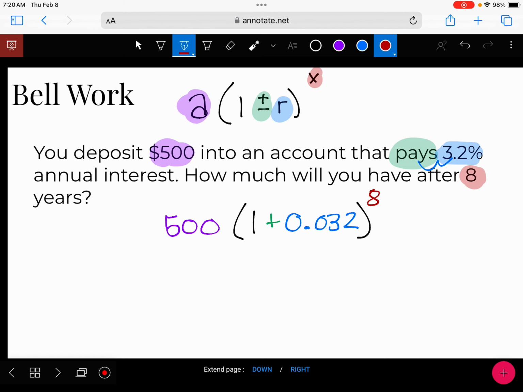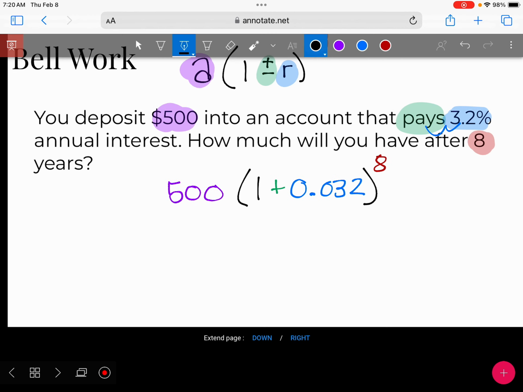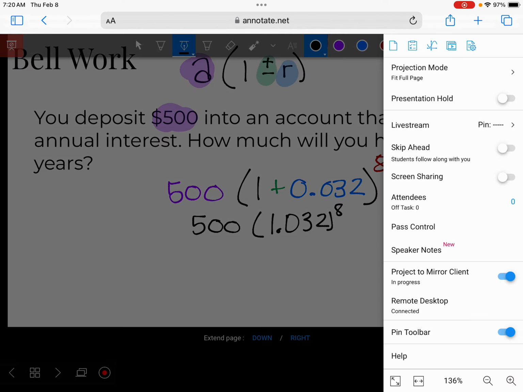So this is how we're setting it up. I'm going to simplify it one time before I put it in the calculator. But that's the way we evaluate these. 1 plus 0.032 is 1.032. Close it to the 8. And we're going to type that in the calculator.